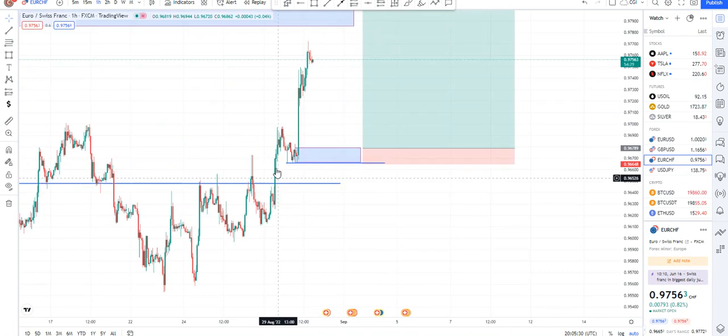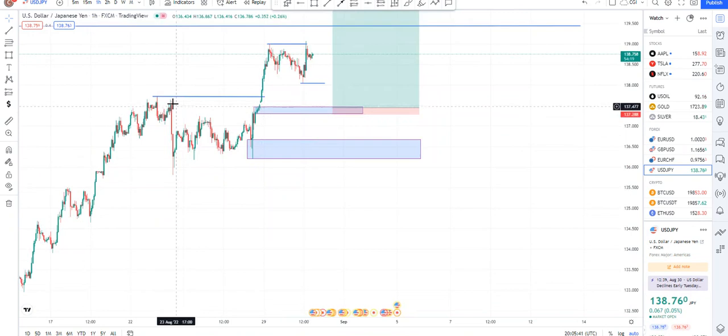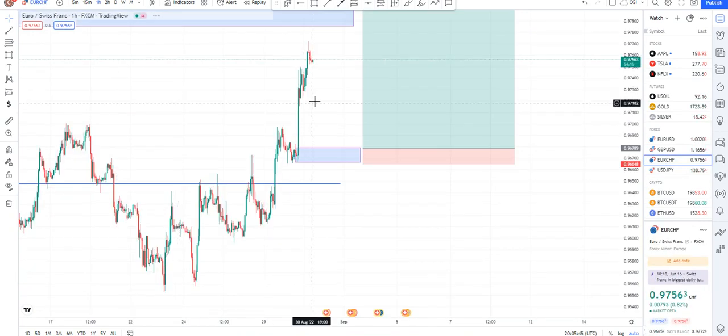Even though Euro CHF also has an imbalance here, you can see that we mitigated the previous range. So this previous high here, price sat on it. But on USD JPY, price has not sat on the previous highs. So I'm just wary about it.